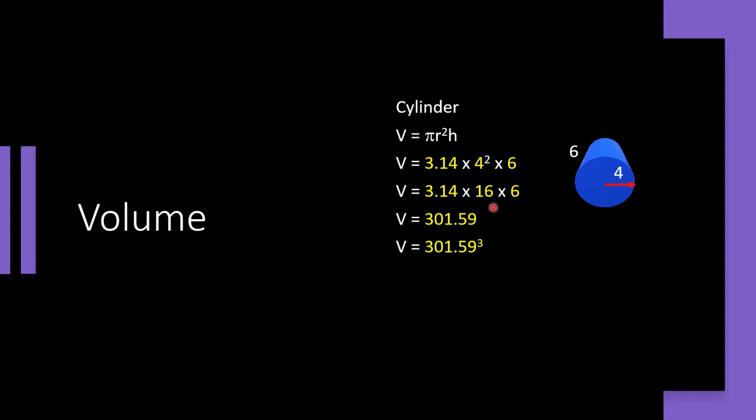301.59 cubic, or to the third power. Always remember to put that little 3 in there, my friends. Very nice. And this is how we measure the volume for the cylinder. Let us look at one more example now. Actually, it's a different example.